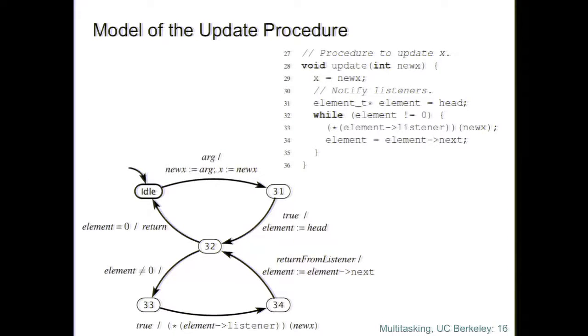All right. You could model this update procedure using a state machine, like this. When you're not in the update procedure, we're in the idle state. When the update procedure gets called, we transition to line 31, setting some values. Then we're going to circulate through this list of states, which is the notify sequence, iterating through the list. And when I'm done iterating through the list, I return to idle.